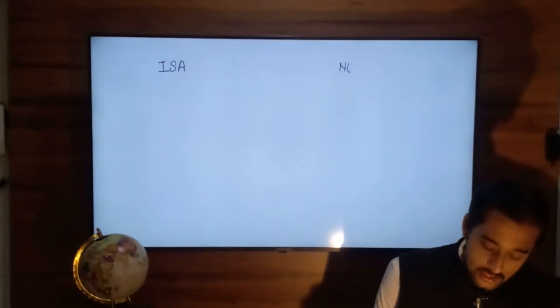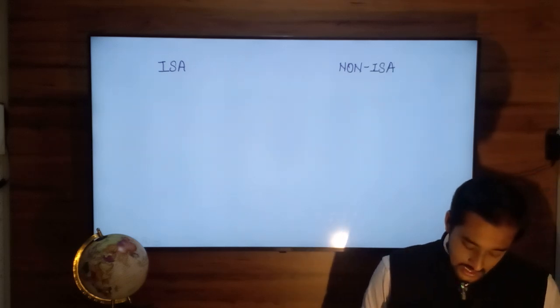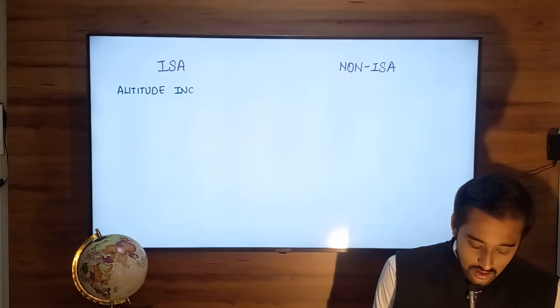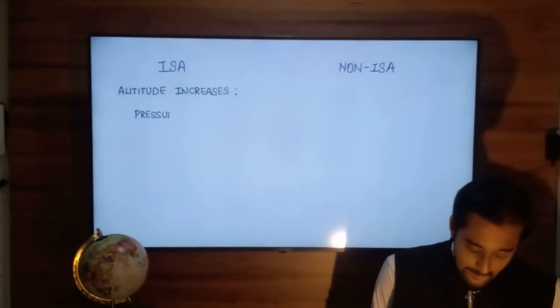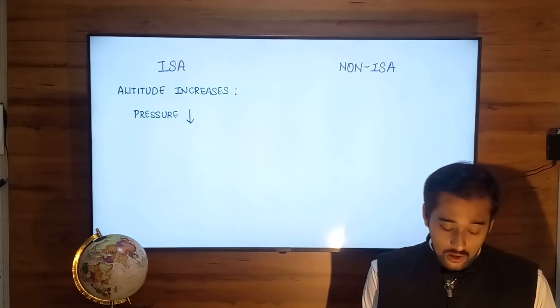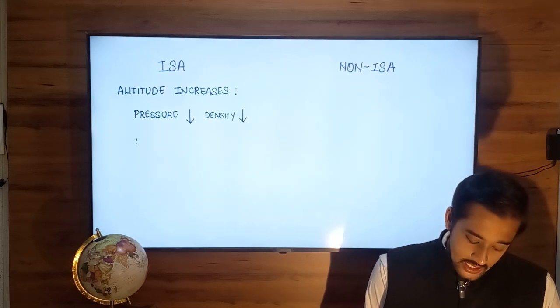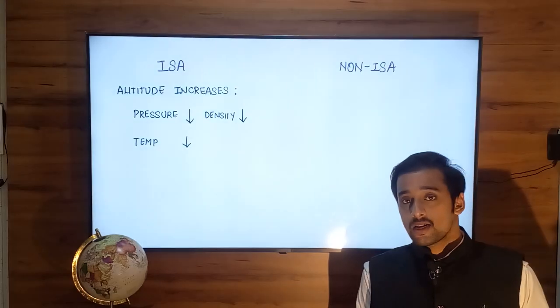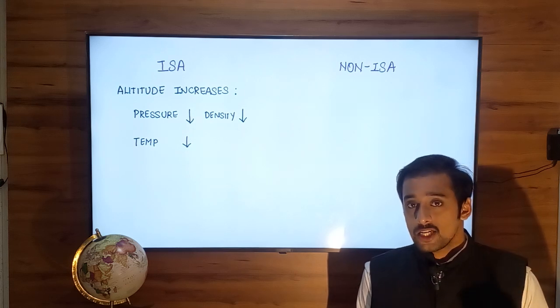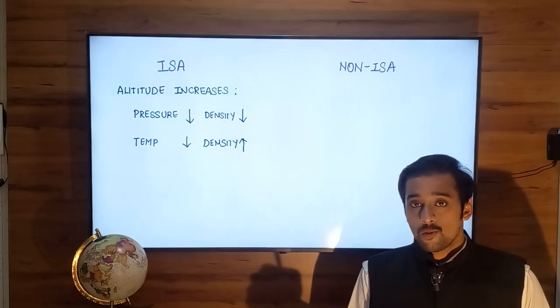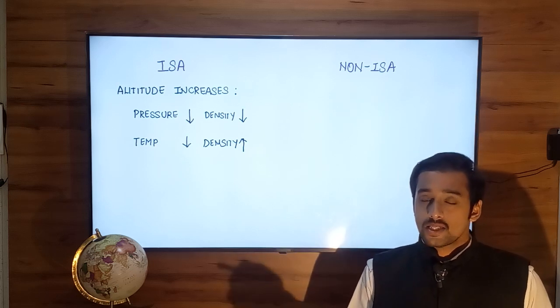There are two conditions that you have to look at: ISA conditions and non-ISA conditions. Now in ISA conditions, as altitude increases, what happens to your atmospheric pressure? Pressure decreases. When pressure decreases, what happens to your density? Density decreases. As altitude increases, your temperature decreases. Now from what we have learned so far, when temperature decreases, your density should increase, right? But what do we observe in the ISA atmosphere, that as altitude increases, density decreases.